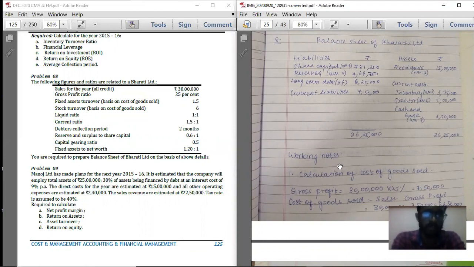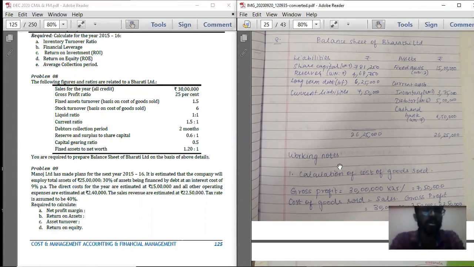And fixed asset turnover ratio is 1.5. What is the formula for fixed asset turnover ratio? They have given it on the basis of cost of goods sold. So cost of goods sold divided by fixed assets. Cost of goods sold is 22,50,000. So 22,50,000 divided by fixed assets is equal to the fixed asset turnover ratio. Dividing by 1.5, we'll get 15 lakhs as the fixed assets.